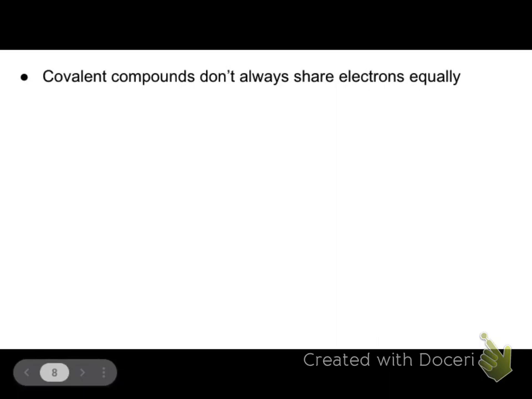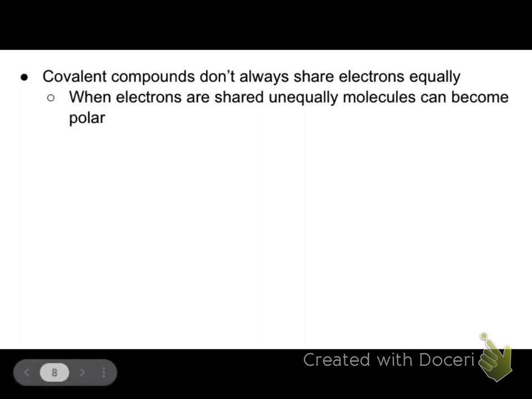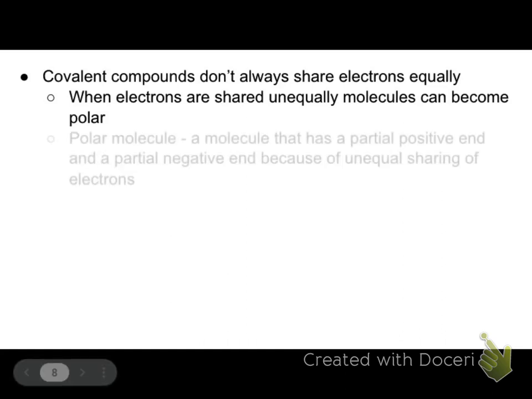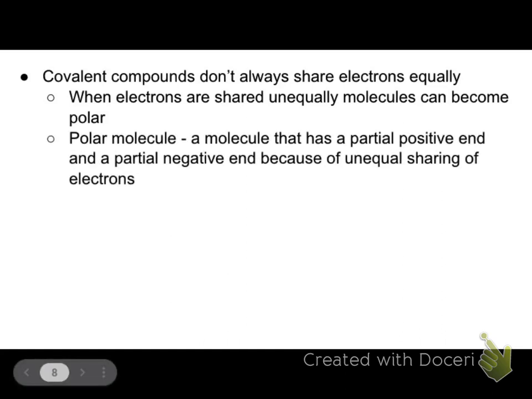The last thing we need to talk about is polar versus nonpolar. So remember that covalent compounds are formed when electrons are shared. However, just like children in a daycare, atoms don't always share things equally. So the electrons are not always shared equally between the 2 atoms. When electrons are shared unequally, then molecules are polar. Polar molecules are molecules that have a partial positive end and a partial negative end because of unequal sharing of electrons.